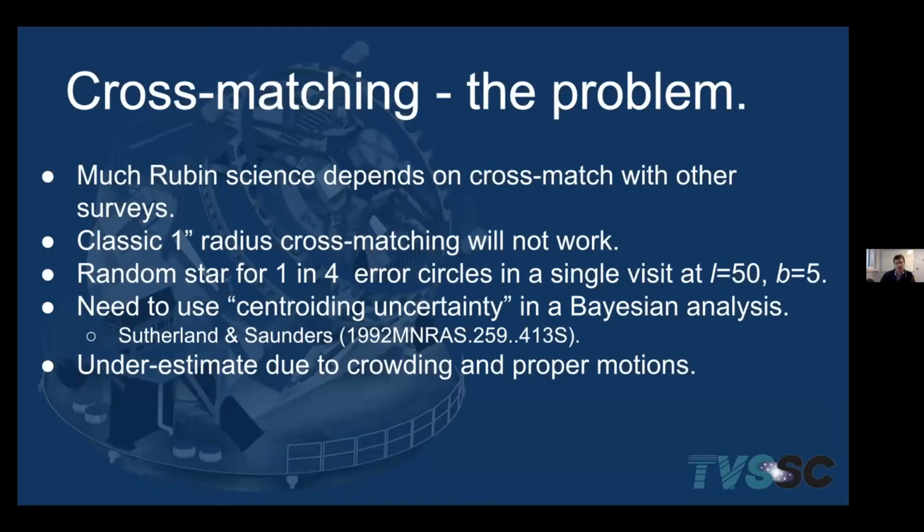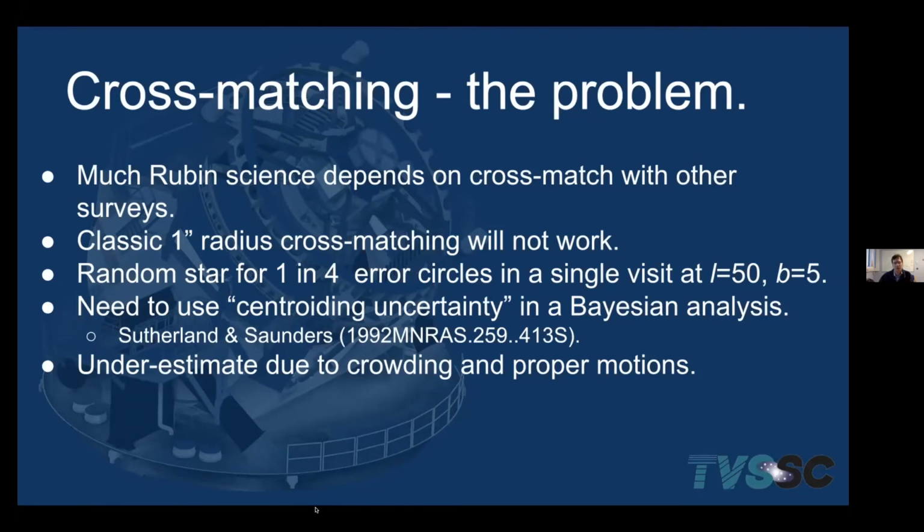Okay, so I talked about cross-matching earlier, and cross-matching at Rubin depths is a problem. A lot of science depends on it, but the number that hit me square between the eyes when I first came across this problem is if you draw a classic 1 arcsecond radius cross-match with Rubin, it's not going to work. The reason is, if you look in the galactic plane, for example, L is 50 and B is 5, so I'm not really in the guts of the plane, then you will have a random star in 1 in 4 error circles in a single visit, which will give you a 1 in 4 mismatch, which is completely unacceptable. So you have to go about it in a different way with Rubin.